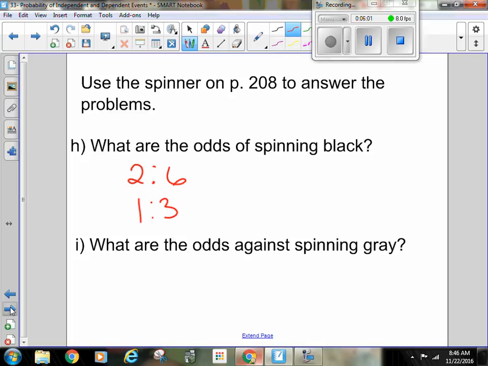Okay, what's the odds of spinning gray? So we want favorable, and there are 3 gray, versus unfavorable. So there are 3 white and 2 black, so that's going to, oh, wait, this says against. So against means how many are not gray the first time. That's 5, 3 white and 2 black, versus how many are gray. So this one we write backwards because it's against.